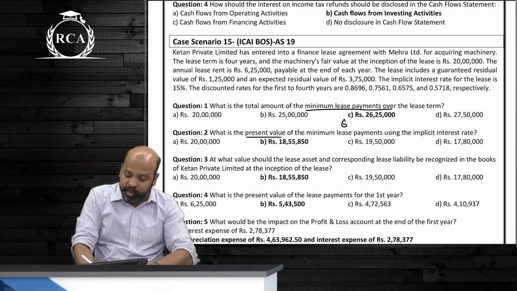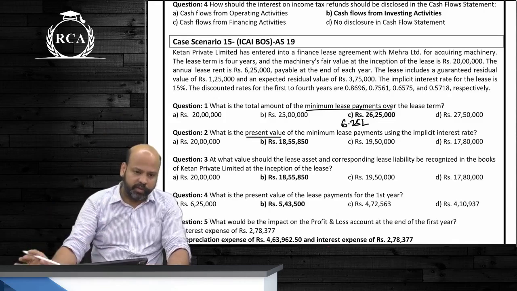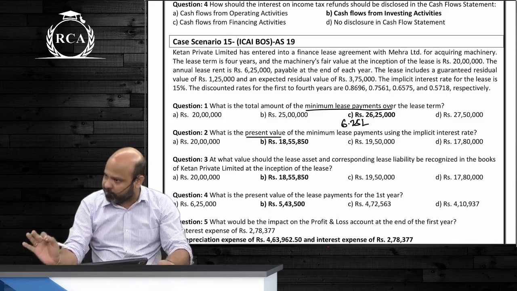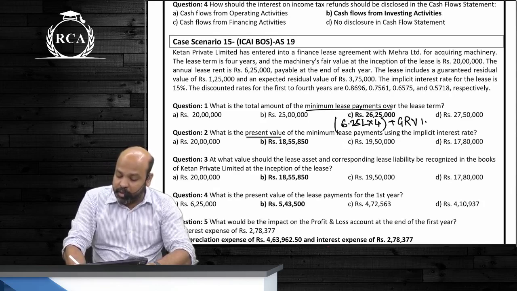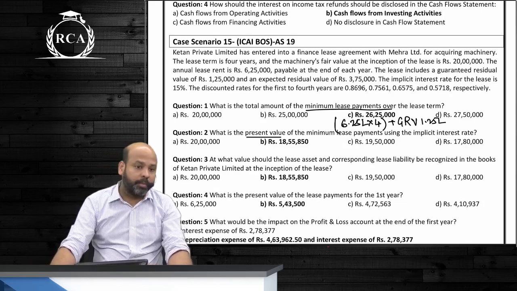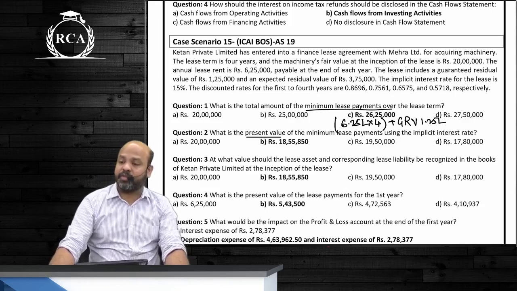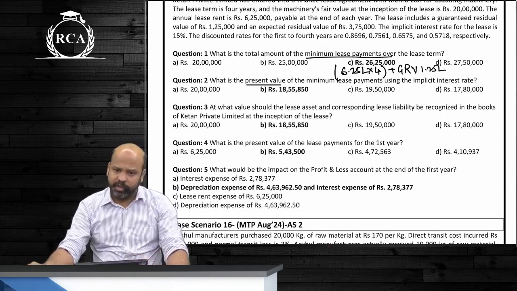So minimum lease payments, guys, exact same question with same numericals we did in class. Even the numbers are same. 6 lakhs 25,000 for 4 years plus GRV of 1 lakh 25,000. Your minimum lease payments beta will be 6 lakhs 25,000 for a period of 4 years plus a GRV of 1 lakh 25,000. Guru bhai, समझ में आया?